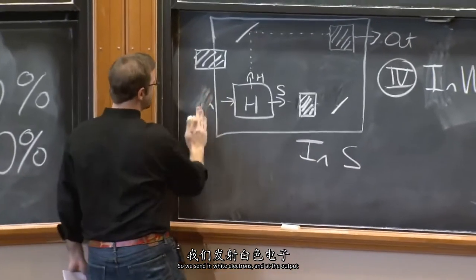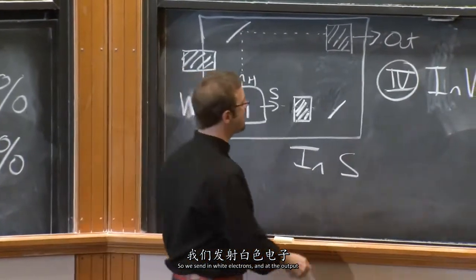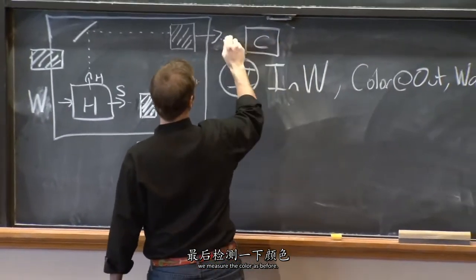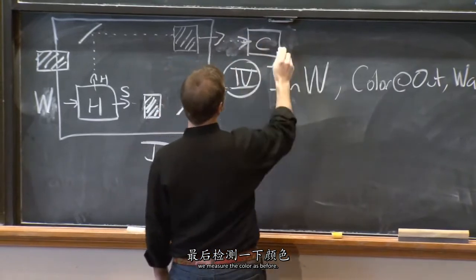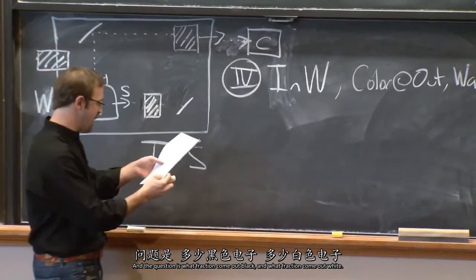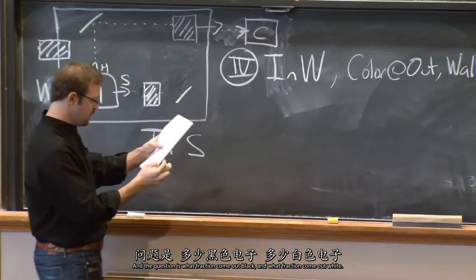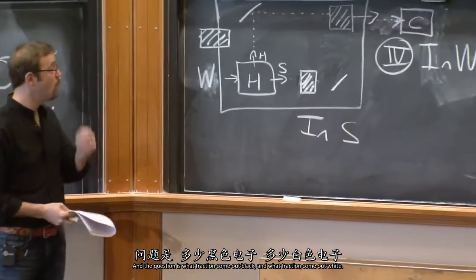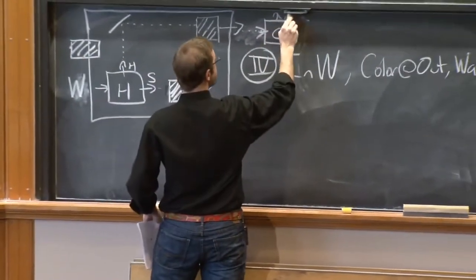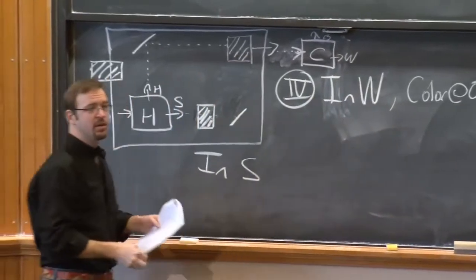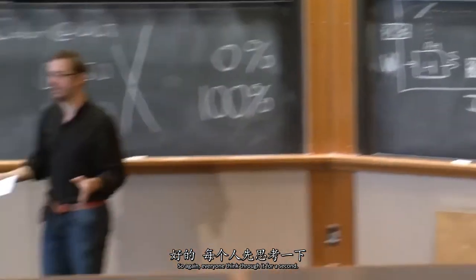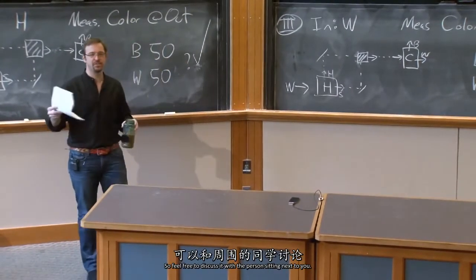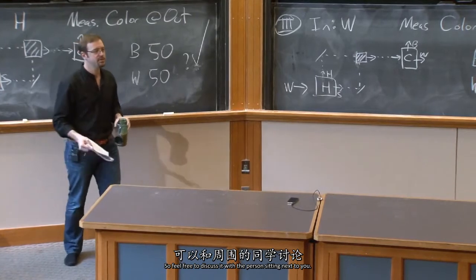So we send in white electrons, and at the output, we measure the color, as before. And the question is, what fraction come out black, and what fraction come out white? So again, everyone think through it for a second. This one's a little sneaky, so feel free to discuss it with a person sitting next to you.